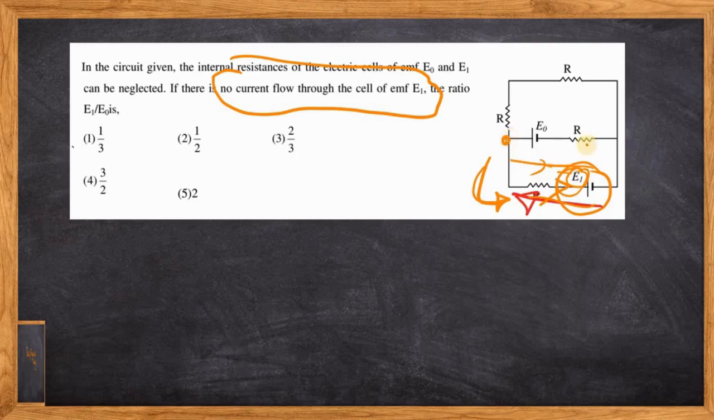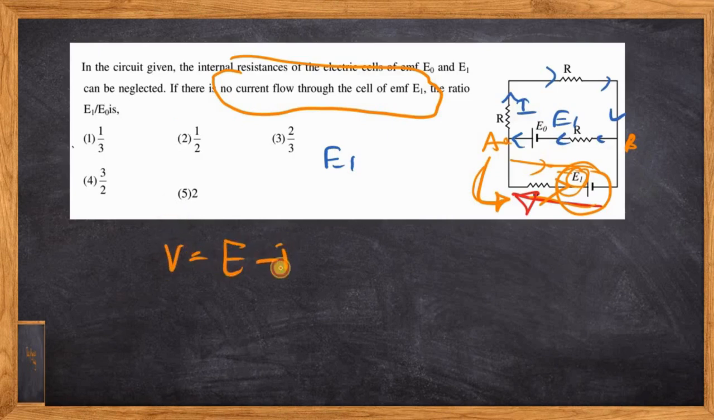So the potential difference across these 2 points, let's say point A and point B, remember that it's E1. So the potential difference across point A and point B is E1. Then the current only flows through this E0, it goes up here like this and comes back here. If the current flow is I, now you know the equation, V equals E minus IR.